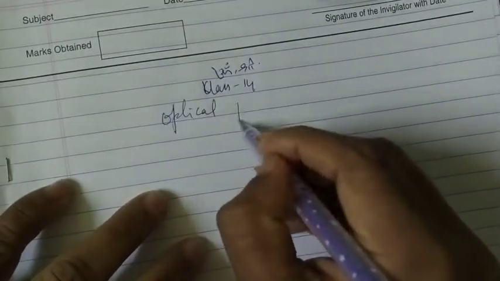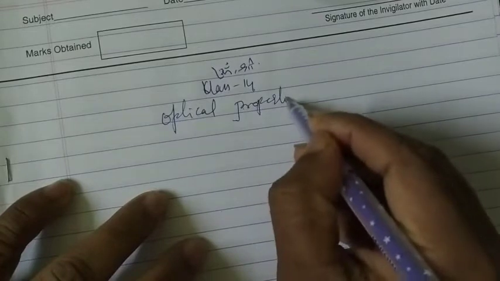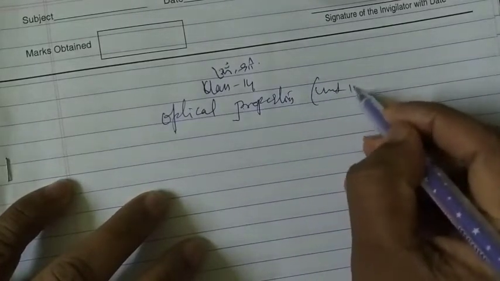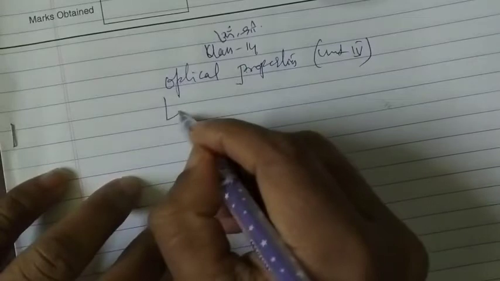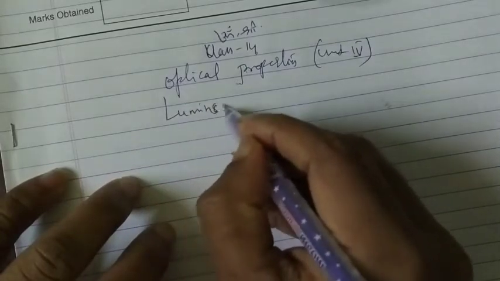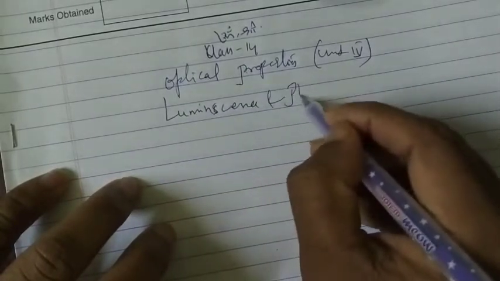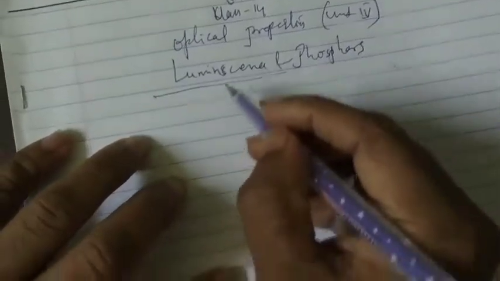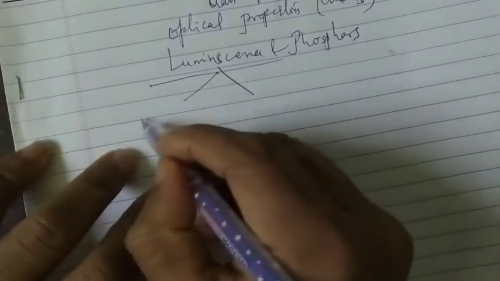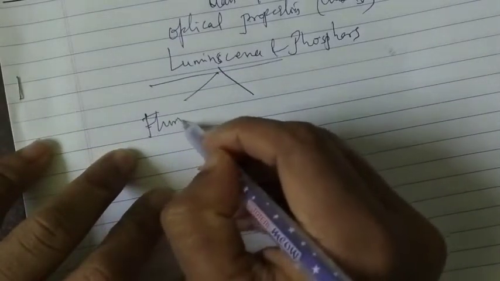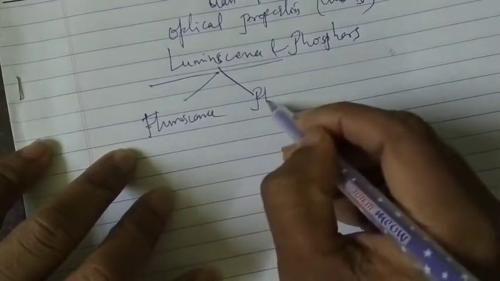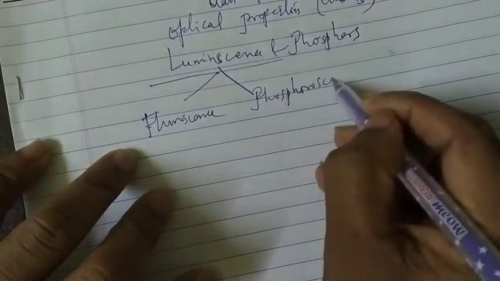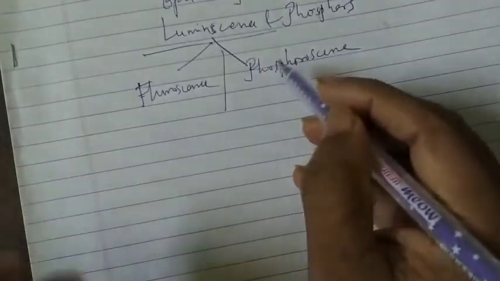So today we'll learn regarding the optical properties, which is the last concept of your unit 4. Okay, so there is luminescence and phosphors. In luminescence, we have already done phosphorescence in previous videos. So these two things we have learned in the excitation emission process in the previous video.